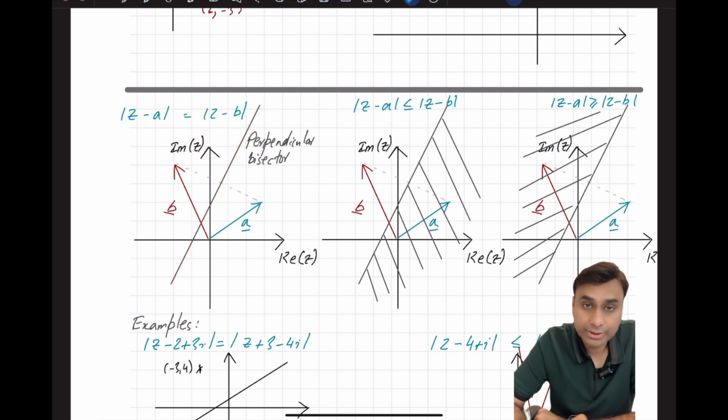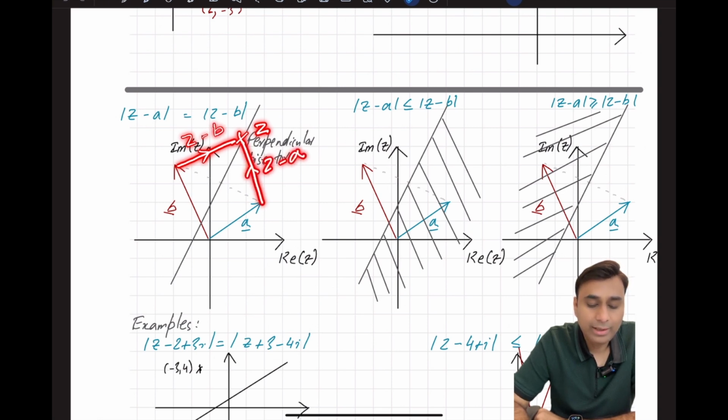Now a bit of a discussion as to why that is so. If you consider any point z over here, then you would know that this line is going to be z minus b, and this line is going to be z minus a. On a perpendicular bisector, this length and this length would be equal to each other, and I wanted these two moduli to be equal. That is why every point lying on this particular perpendicular bisector must be satisfying this equation.